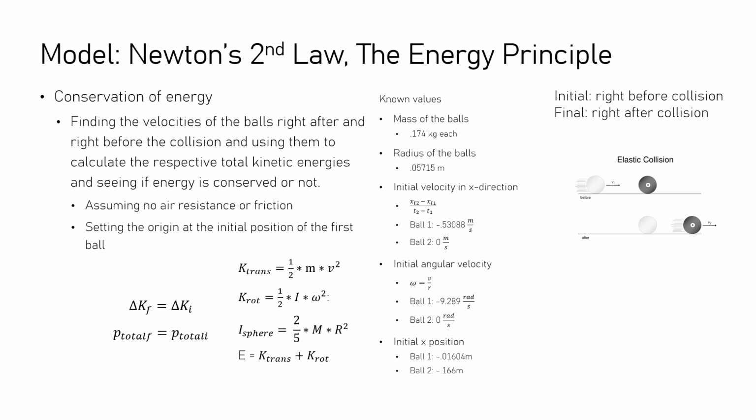And we assumed no air resistance or friction, and we set the origin at the initial position of the first ball. All the equations used are down below, which I'll go into more detail later, but on the right are all the known values, being the mass of the balls, the radius of the balls, the initial velocity, the initial angular velocity, and the initial x position of all the balls. Now, initially was right before the collision, and the final state was right after the collision.